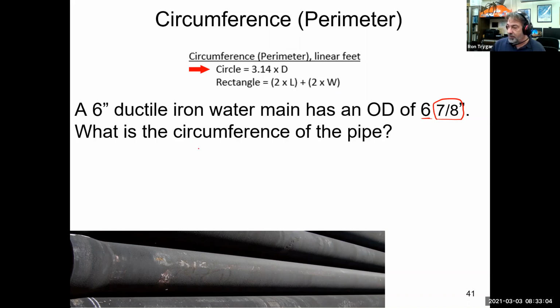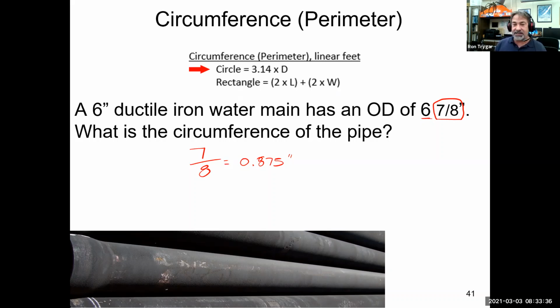So here's how we do this. We take the number 7, divide it by 8, because a fraction is actually 7 into 8. So 7 divided by 8 is equivalent to 0.875 inches. So 7/8 of an inch as a decimal is 0.875 inches, less than a whole inch.